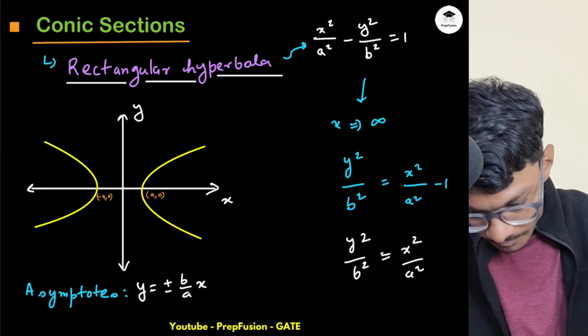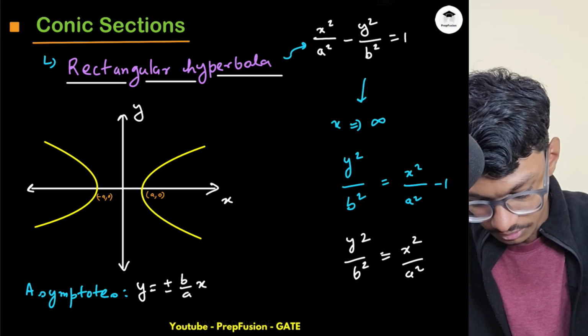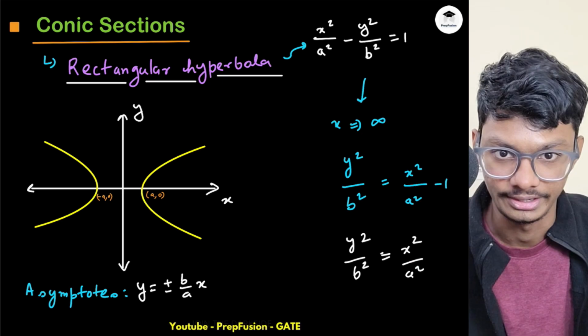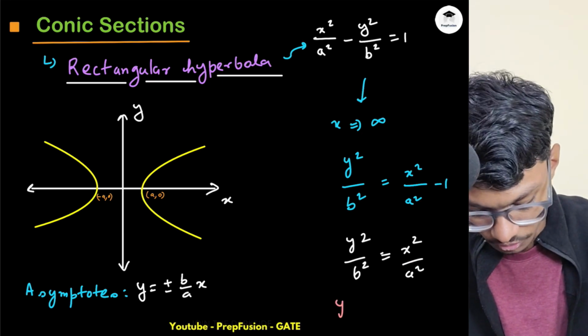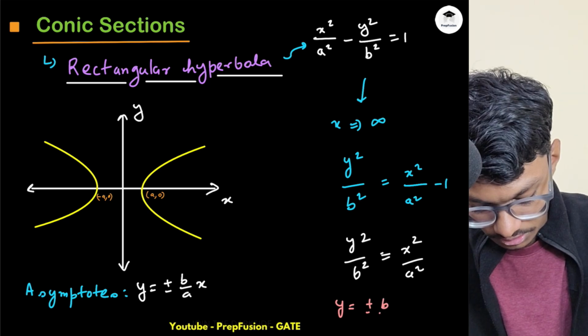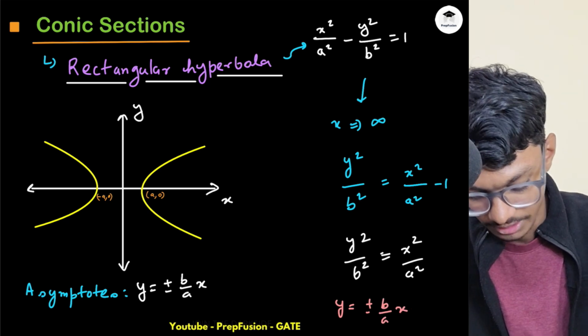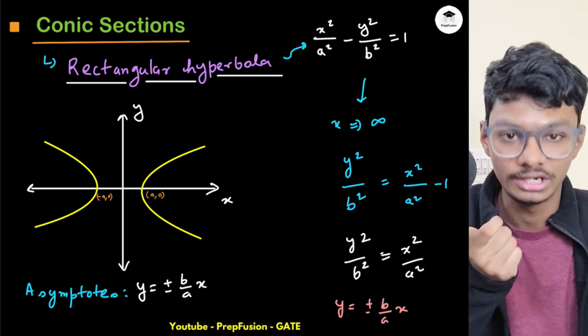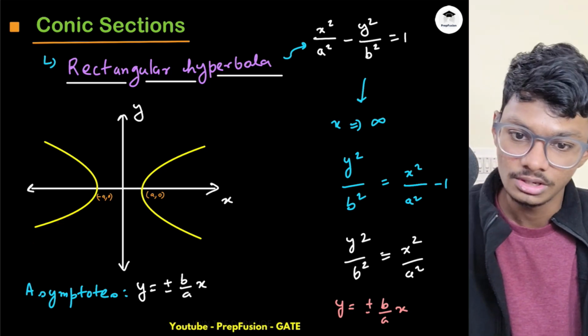So now what can I do? I can take the under root. So my x is going towards infinity, and my y will also go towards infinity itself. Let me just show you. I can take the under root, so this will be plus minus b by a into x. So if x is going towards infinity, y will also go towards infinity, but it will depend. It can go towards negative infinity as well as positive infinity.